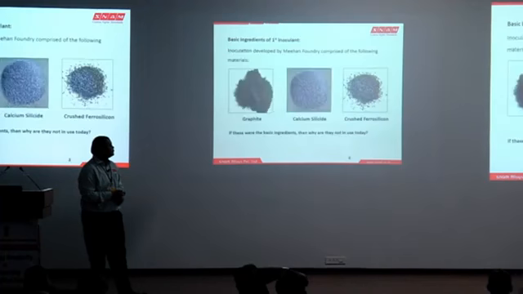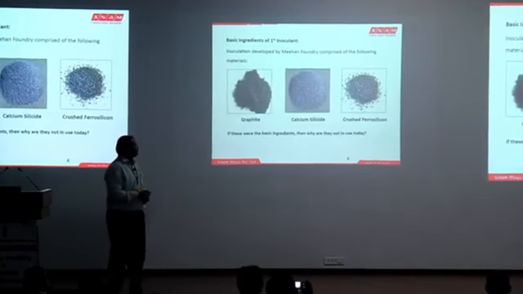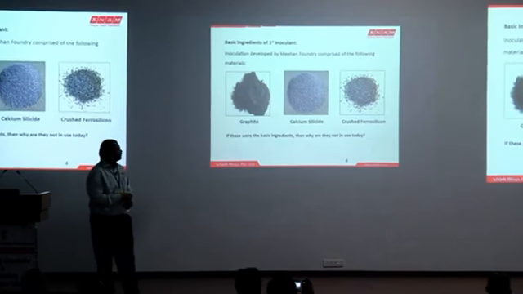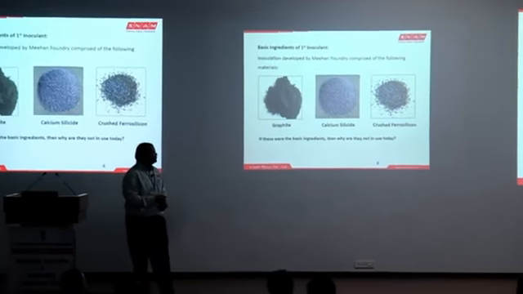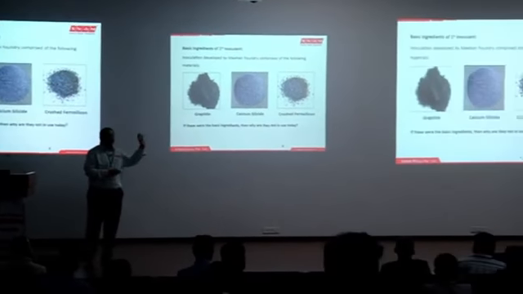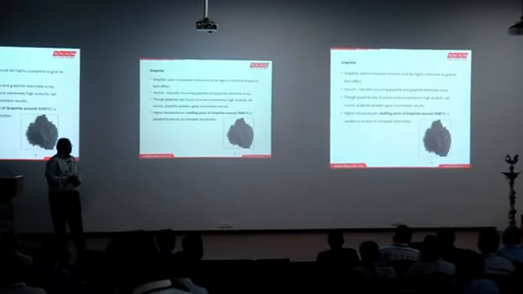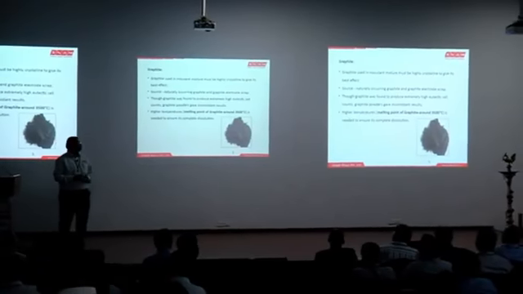It is patented technology. So these are the basic ingredients of the first inoculant ever made: a crystalline graphite powder, calcium silicide, and crushed ferrosilicon. But we don't have any of these three things, or a combination of them, being used today. I'll just take you through why it is not being used.